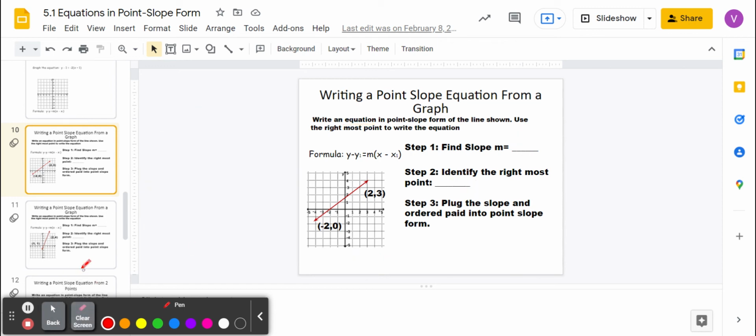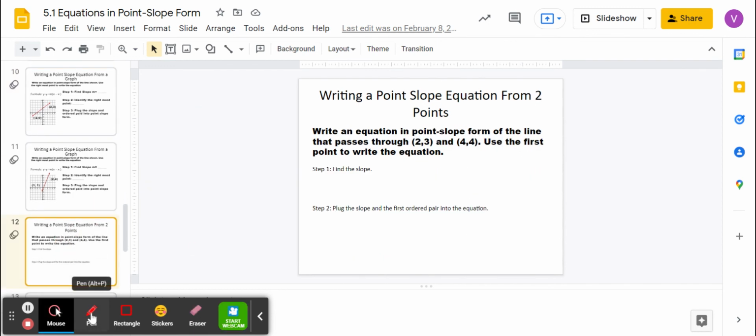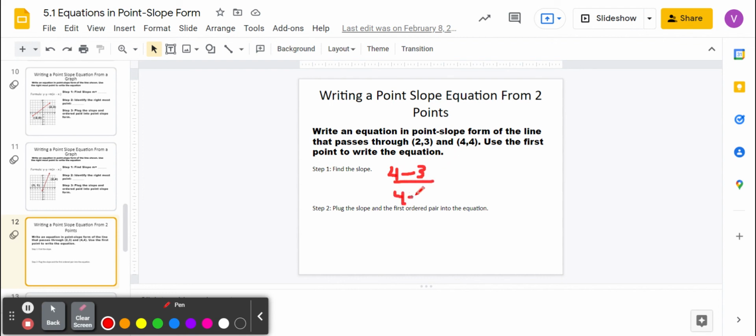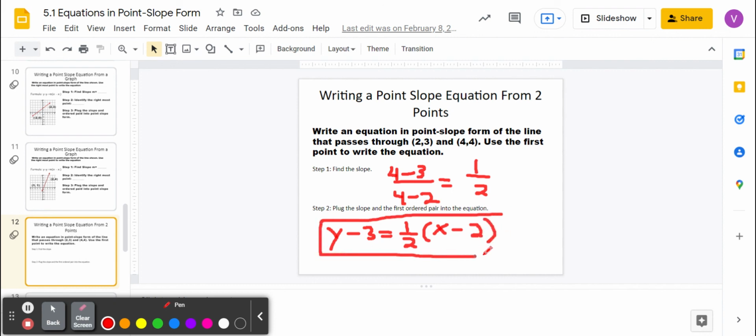All right. Finally, you're going to be given 2 ordered pairs without a graph. Again, you want to find the slope. So subtract your y's and then subtract your x's. In this case, it says use the first point to write the equation, which is going to be 2 over 3. So y minus our y1, which is 3, that's equal to our slope times x minus our x1, which is 2. And this is going to be your equation in point-slope form.